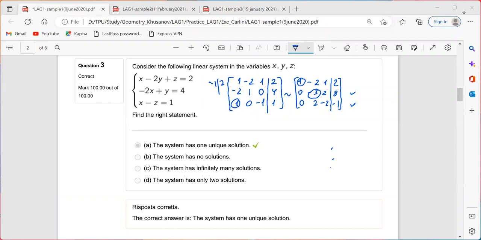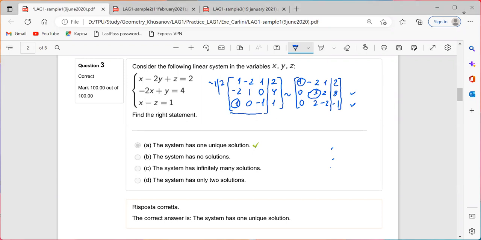You can solve this kind of system by computing just the determinant of our main matrix. This determinant of this matrix you can compute.